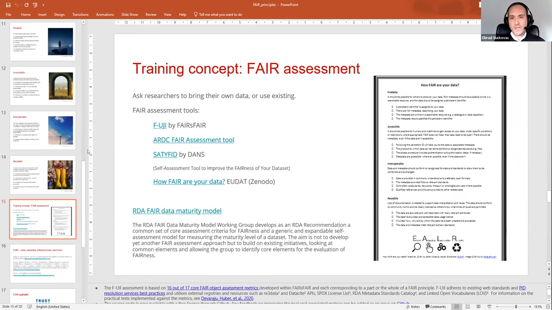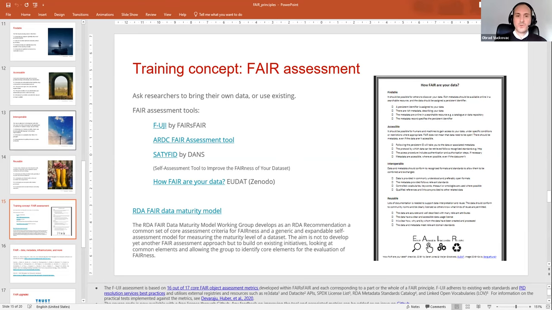I usually have this kind of better way of trainings with FAIR assessment. Ask researchers to bring their data for assessment or prepare some of your own. And you can do it one-on-one or in some training, with a larger group or a smaller group, maybe better. And you can assess their data set on how FAIR it is.